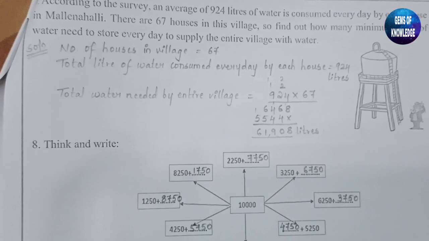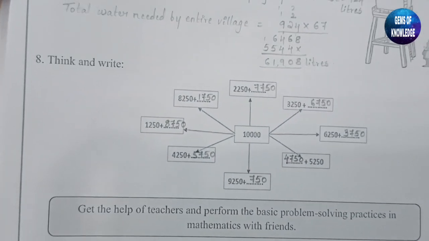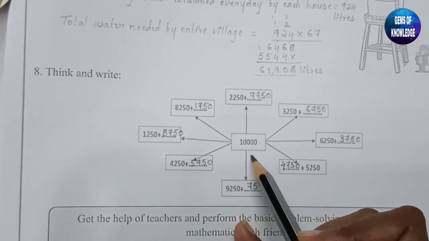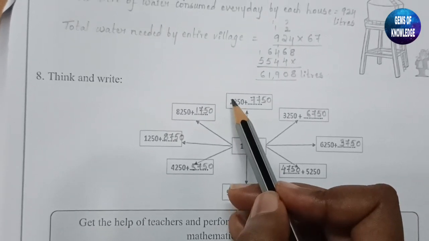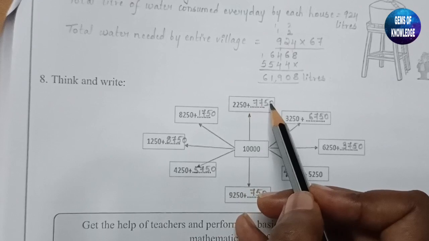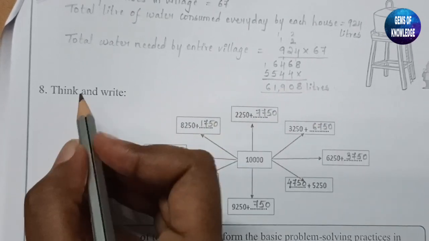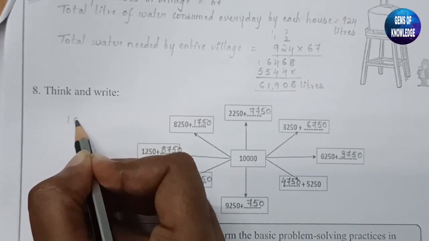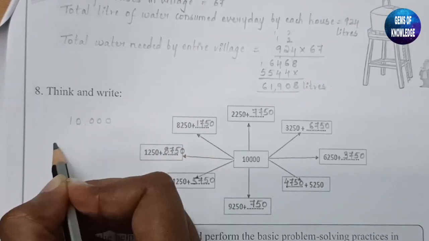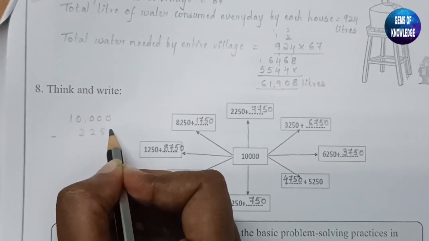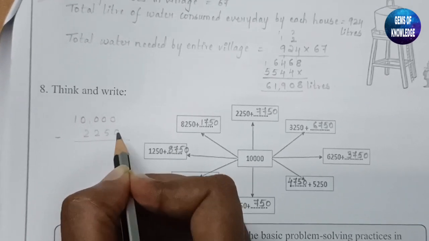The last one over here is Think and Write, and here they have given 10,000. So if we are adding 2250 plus something, you have to get 10,000. How can you find this out? You just have to subtract 10,000 minus 2,250. If you do this, you are going to get the answer.